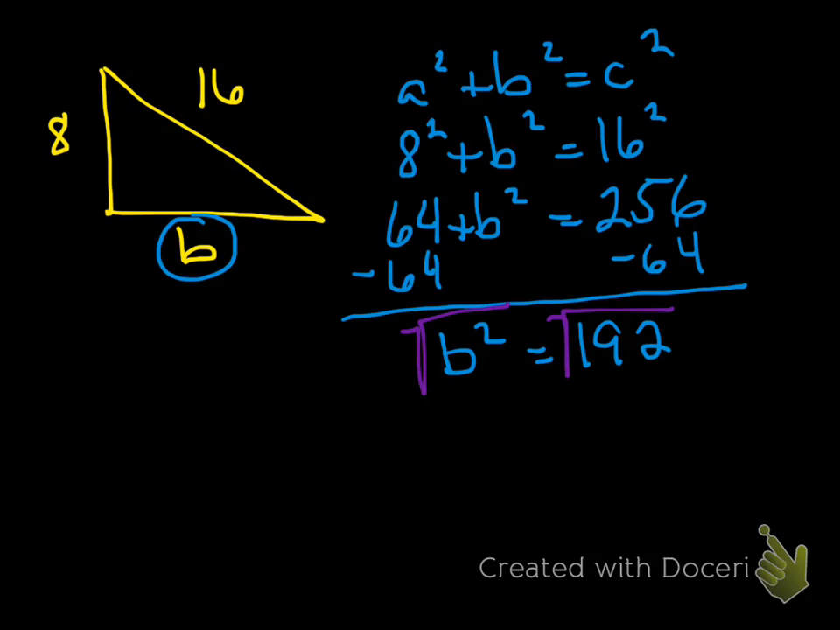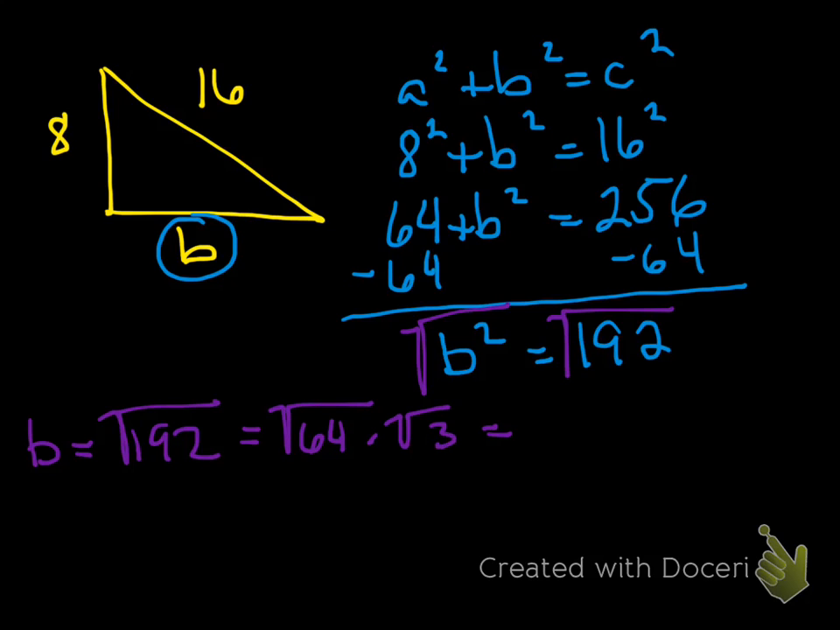So that gives us, I'm going to write it over here, B equals the square root of 192. Alright, so we need to think about, does 192 have any perfect squares as factors? It does actually, so it's the square root of 64 times the square root of 3. We know that the square root of 64 is 8, so our final answer is 8 times the square root of 3.